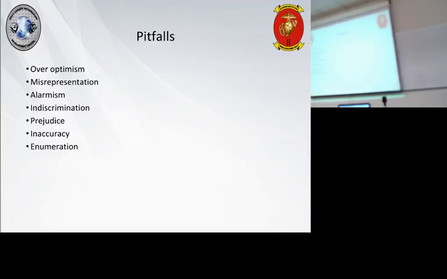Pitfalls: over-optimism, misrepresentation, alarmism, discrimination, prejudice, inaccuracy, enumeration. All right. So what do all those things mean? Okay. So these are things that could affect your actual ORM process, all right? How it all falls in play and all those risks, okay?